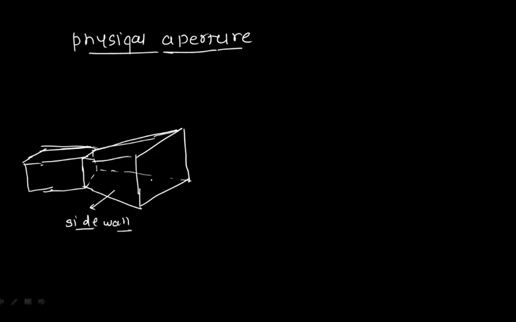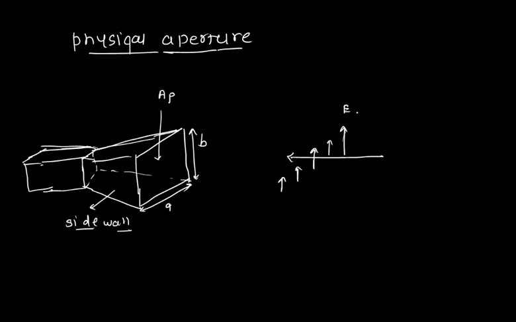So where is your physical area? This is A, and this is B. What you physically see here will be called AP. I have imagined that this works as the receiving antenna. I have immersed this particular antenna in the electric field. So this is my E field, and this is the direction of plane wave propagation.